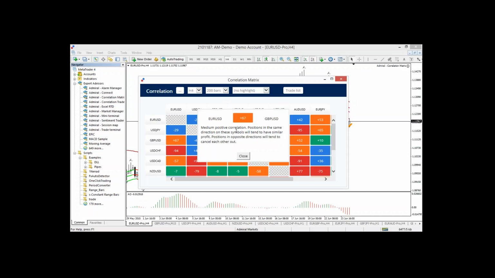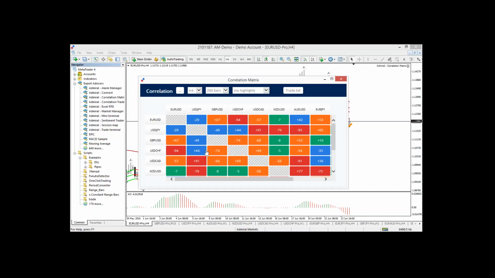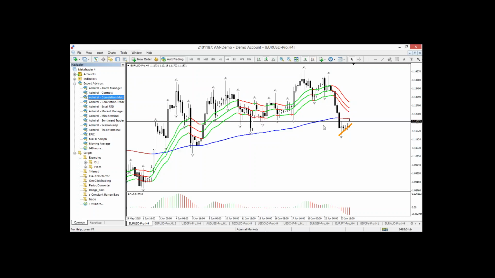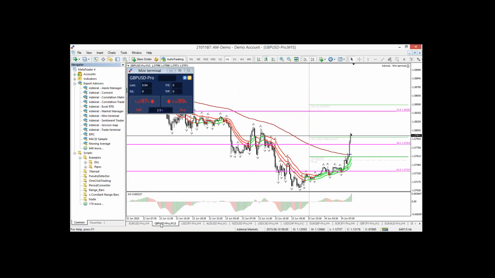So basically it says at this moment there's a medium positive. That means positions in the same direction on these two will tend to have similar profits. All right, so basically trading euro and pound at the same time would not make much sense. That's what we can read from it. But still, obviously, it doesn't mean that we don't have to look at it. It's just that it doesn't make sense to trade both of these. So it will make sense to choose one of these.